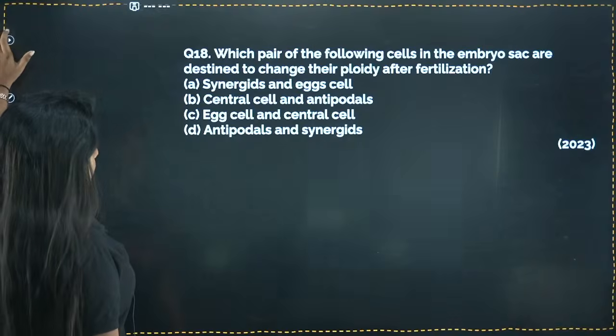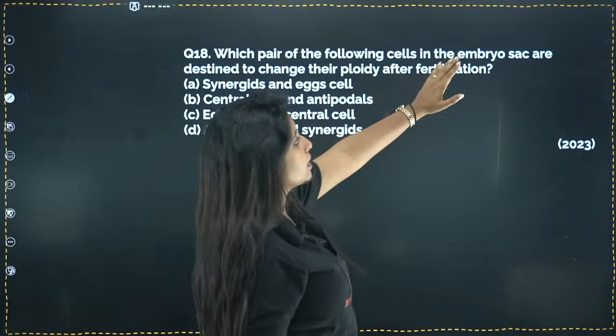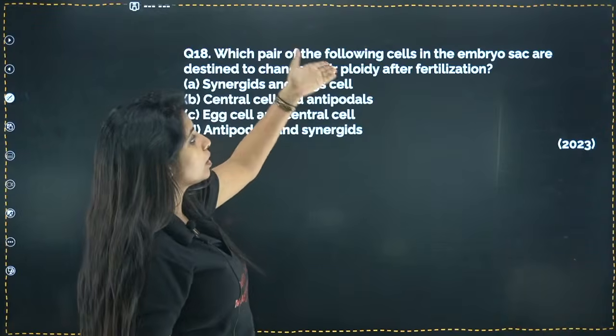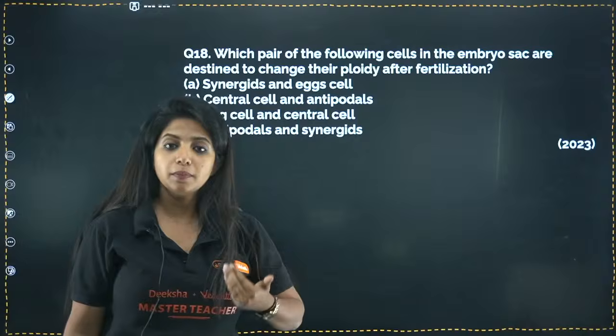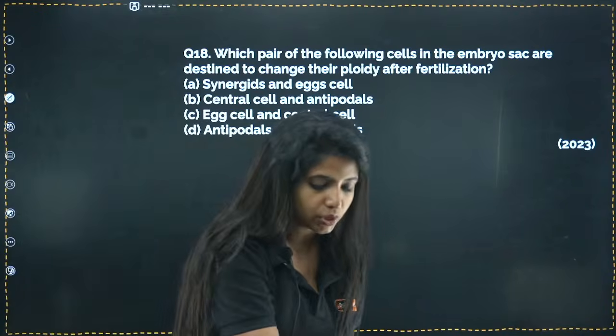Fine. So let's go with the next question, question number 18. Which pair of the following cells in the embryo sac are destined to change their ploidy after fertilization? That means they will be changing the number of chromosomes after the fertilization process. Which is that?